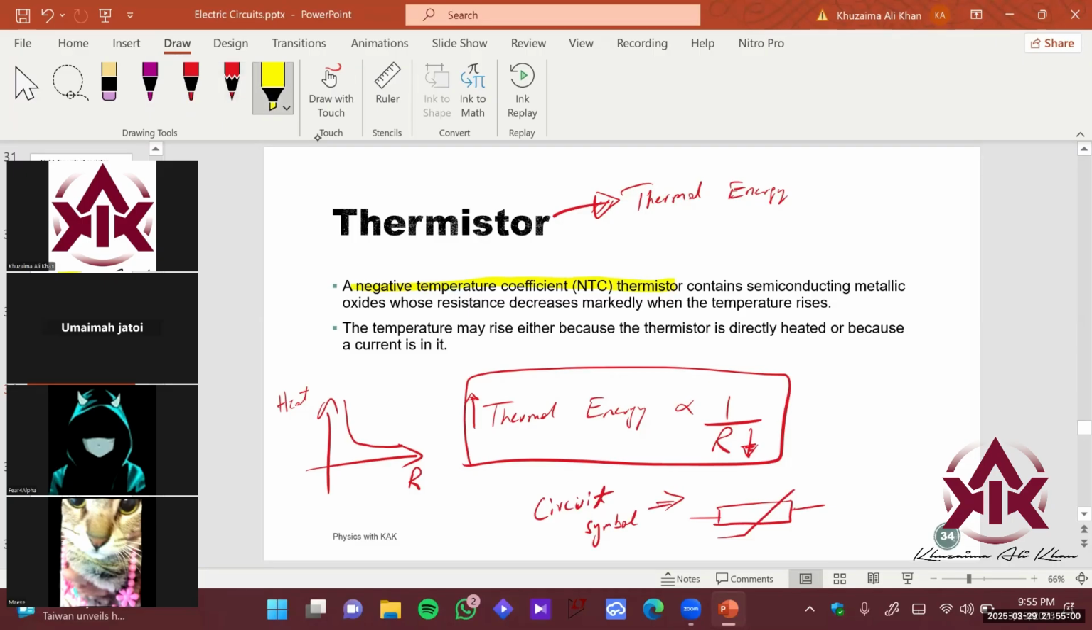The temperature may rise either because the thermistor is directly heated or because of the current in it, right? So the resistance decreases as the temperature increases over here. This is the negative temperature coefficient thermistor in which you will be interested for your course only. And this is the symbol which you can see. If there is an MCQ in your exam that asks which one is the thermistor, you should be able to recognize it using the symbol over here.